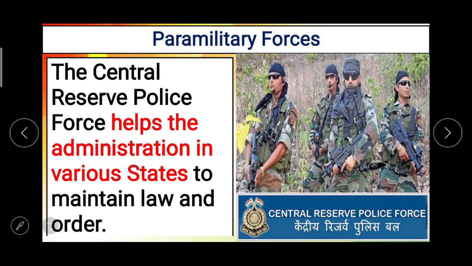The Central Reserve Police Force helps the administration in various states to maintain law and order.